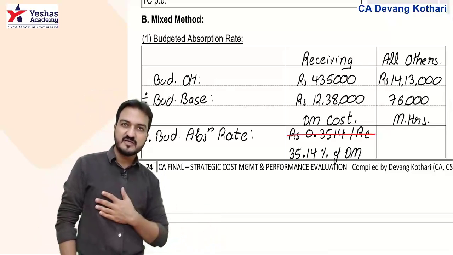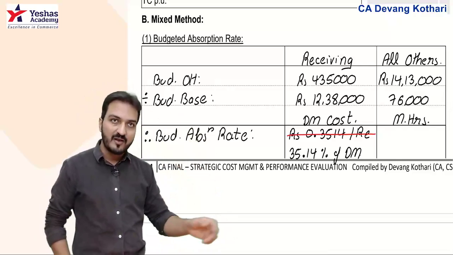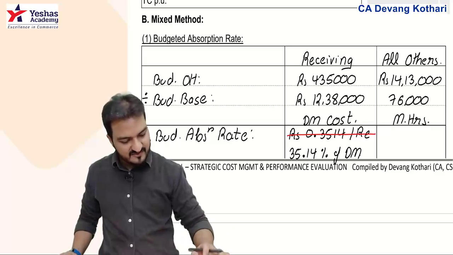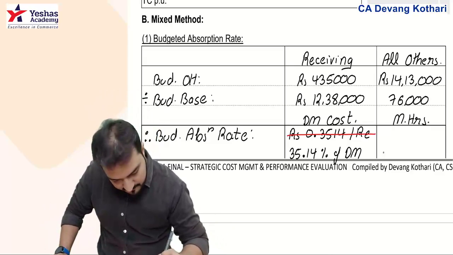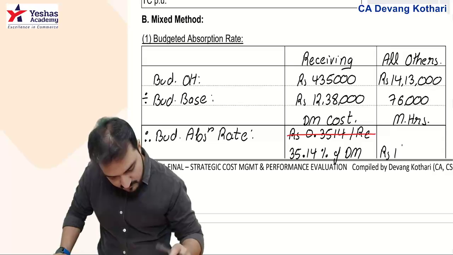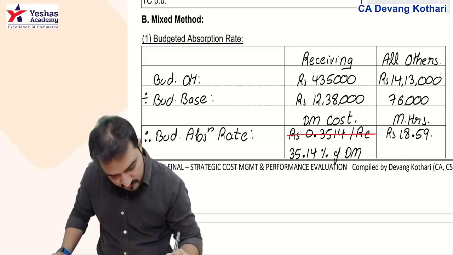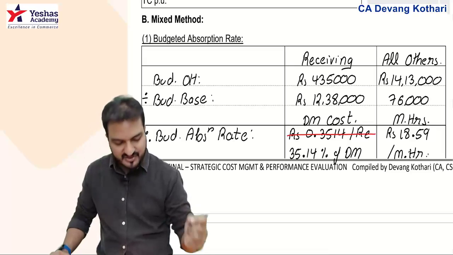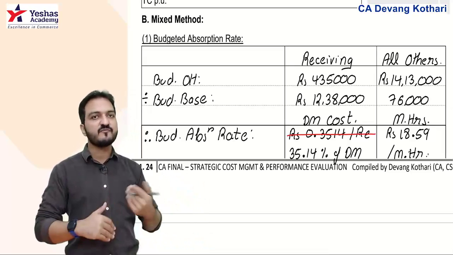This shows that my receiving overheads is 35.14% of the material cost, while for other overheads, simply divide 14,13,000 by 76,000, which makes it 18.59 per hour. 18.59 per machine hour becomes my cost of other overheads. Now that you have these two rates, using these two rates, we find the product cost.